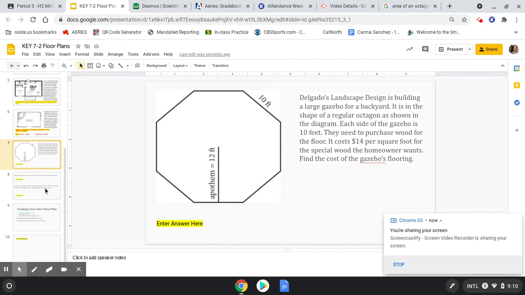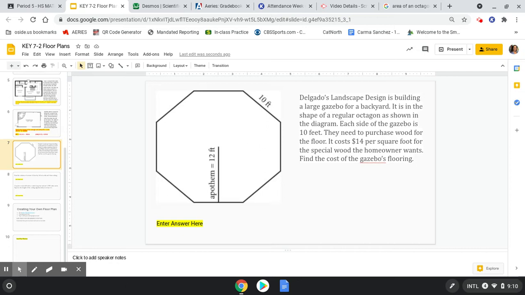All right, let's finish off these last few slides of the notes, and then we'll talk about creating your own floor plan. So on this one right here, this is giving you an apothem, and I'm not sure if you've had a math class that has gone over the formula for the area of polygons, so I will make sure to put the formula in here for you as well.